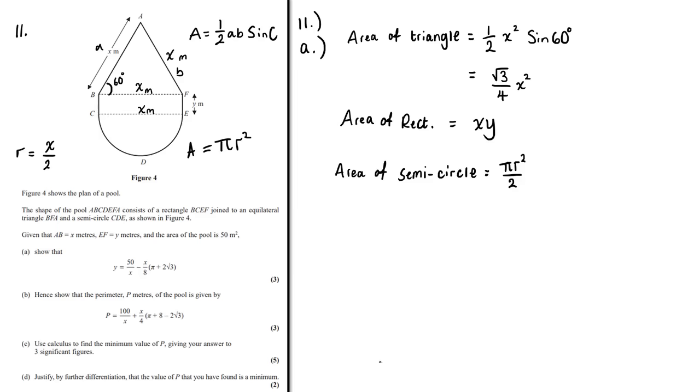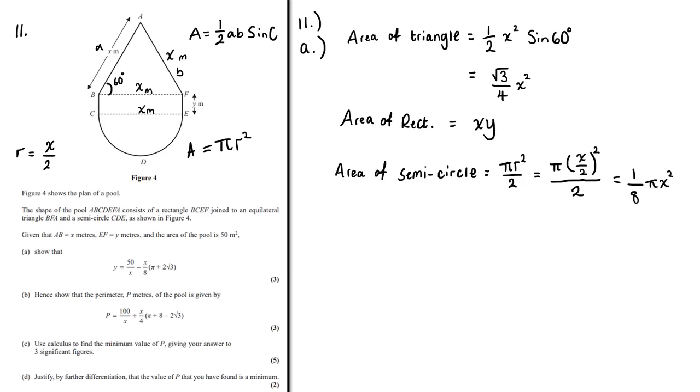Okay. And what we're going to get then here is pi times the radius squared. So the radius is x over 2, so that's x over 2 squared. And then we divide all of this by 2. Okay. And if we just simplify this here, this is going to be x squared over 4 times pi, and then we divide it by 2. So overall, what I get here is 1 over 8 pi x squared.